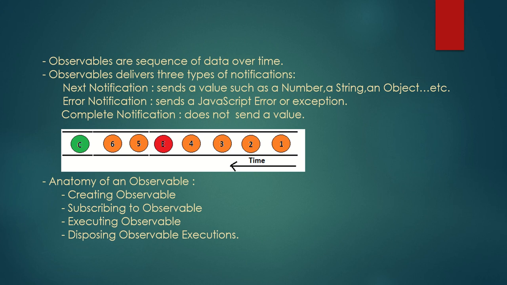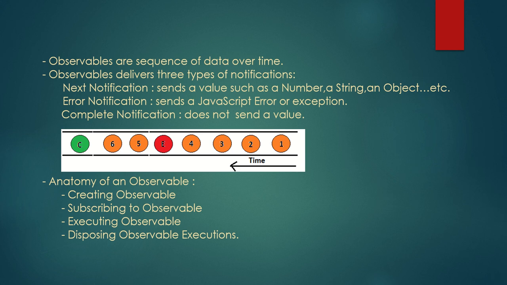Complete notification actually doesn't have any value, but it signals the successful completion of the observable, so that no further values will be delivered. For example, an observable is delivering 1, 2, 3, 4, 5, and 6 values every 1 second. If after the fourth notification it generates an error notification, 5, 6, and complete notifications will not be delivered. Suppose the error notification is not delivered, then 1, 2, 3, 4, 5, and 6 values will be delivered. Next, the complete notification will be delivered.